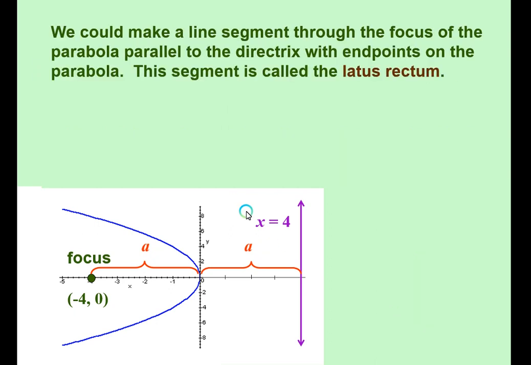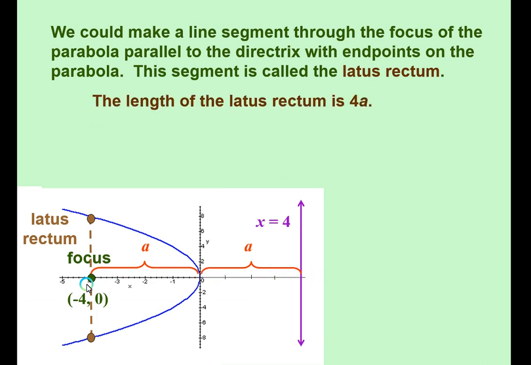So we could make a line segment through the focus of the parabola, parallel to the directrix, with the endpoints on the parabola. So what we are saying is we could create a line here. This line segment, we call our latus rectum, our LR. The length of the LR is 4a. So take note that this distance, passing through your focus up to the other end of the parabola, is 4a. That is called your latus rectum.